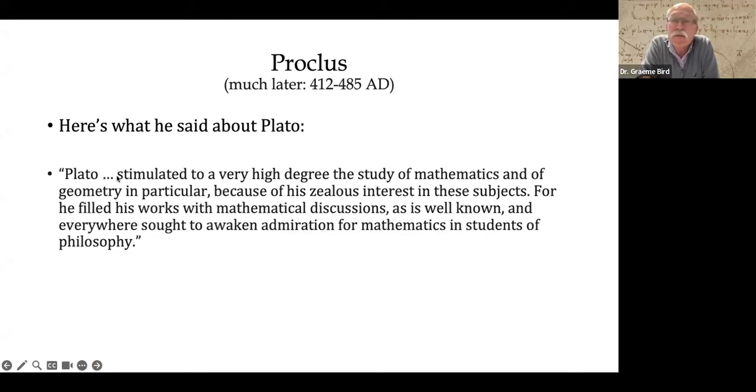that means we left out a bunch of stuff here. But the last part, Plato sought to awaken admiration for mathematics in students of philosophy, meaning he didn't really do math, but he tried to get people to appreciate it. Because Plato was, you might say, primarily a philosopher, but when he's trying to teach philosophy, sometimes you can use math to help get the lesson across. So math for Plato, according to Proclus, was a tool for helping people understand things like justice and beauty and piety, which is really interesting.